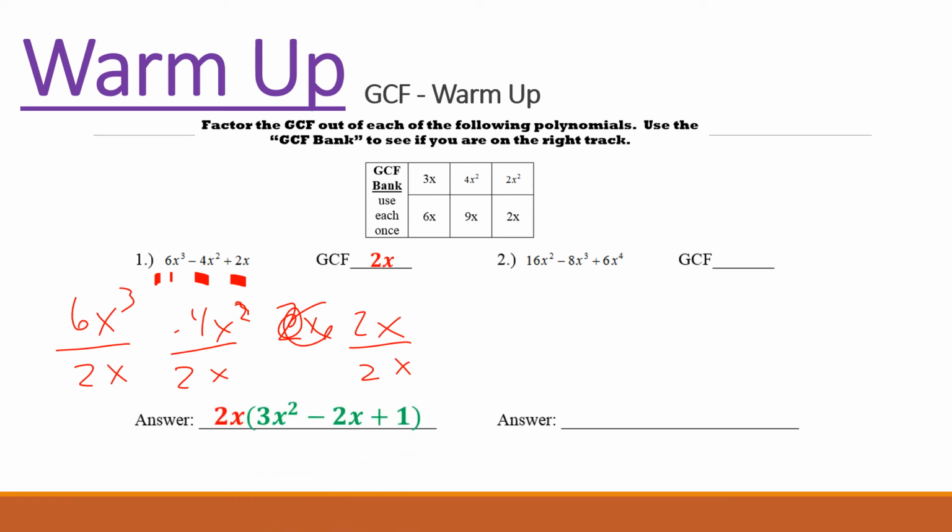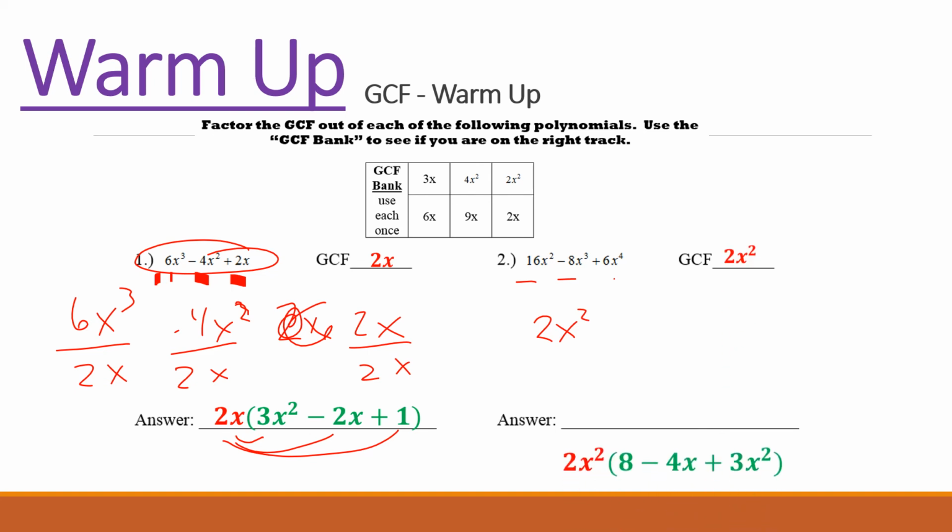What's left, when I multiply this, I should get back what I started up there. So 6x to the third minus 4x plus 2x. We're just undoing the multiplication. Looking here, highest power or highest number is a 2. They're all even. Highest power is x squared. When I take a 2x squared out of all of them, this is what I get.